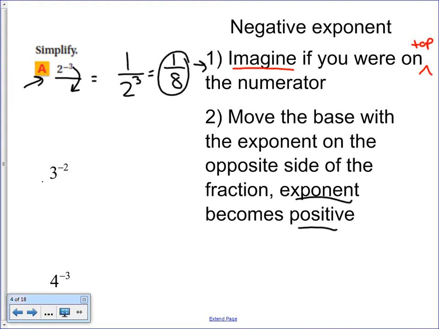Now 3 to the negative 2 power. Again, imagine you were on top of a fraction. We have to move it to the bottom. So that's going to give me a 3, and make that exponent positive, a positive 2. Again, we'll just have a 1 on top. And 3 squared, or 3 to the second power, will give me a 9. So 1 over 9 for that one.